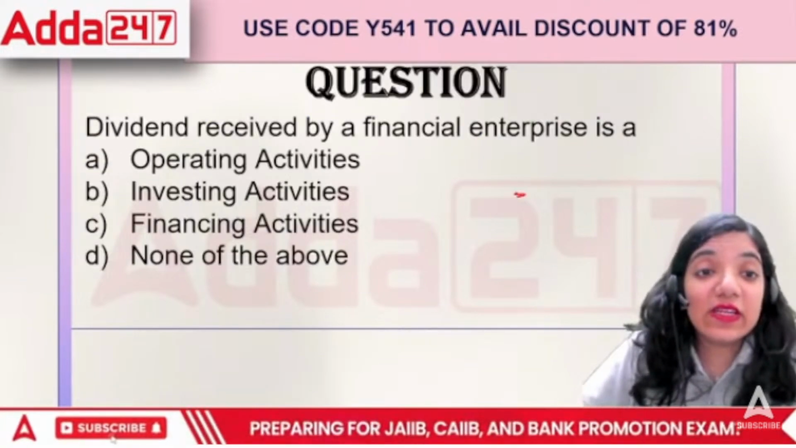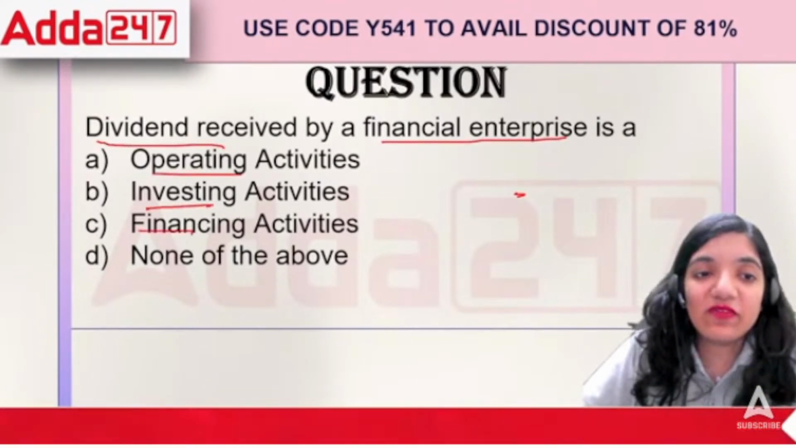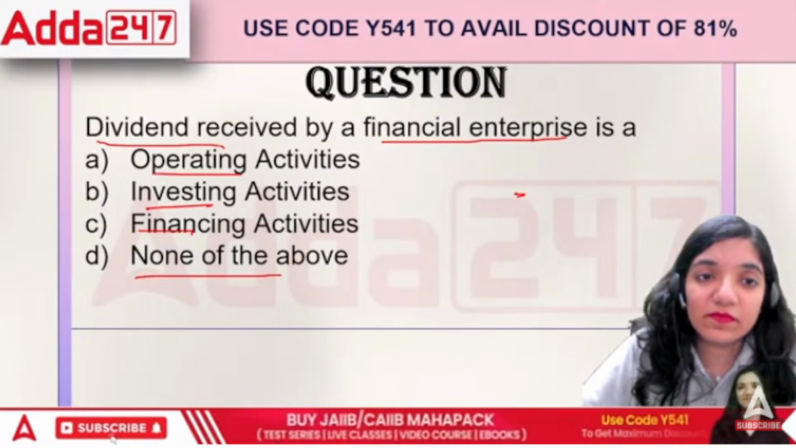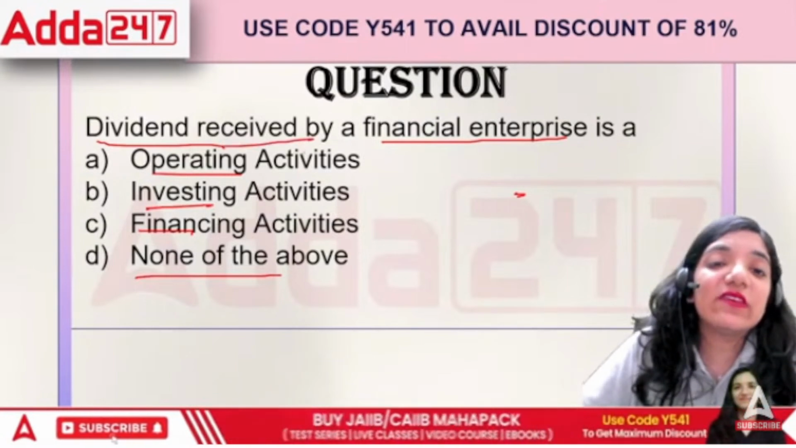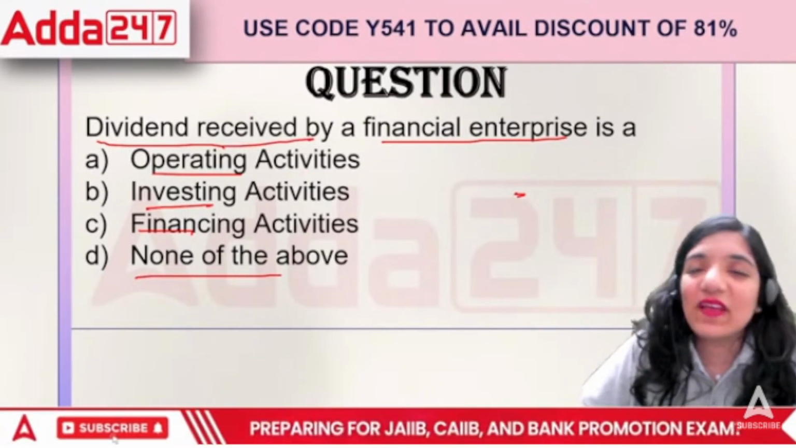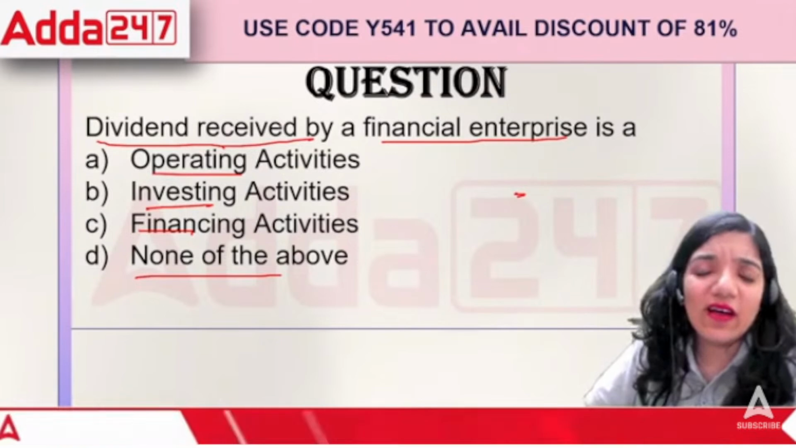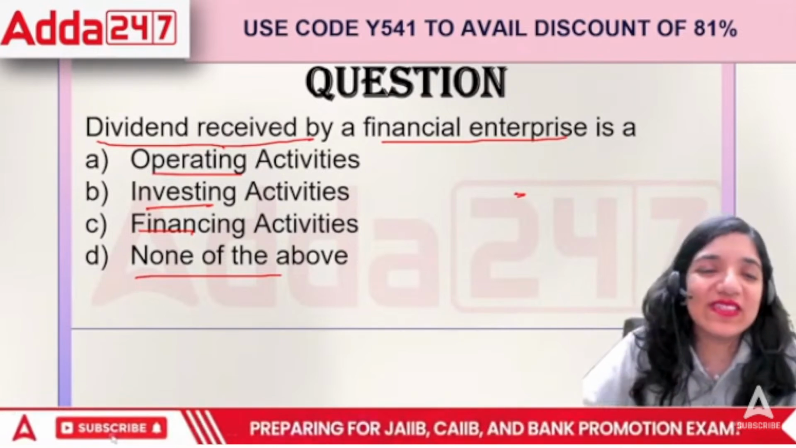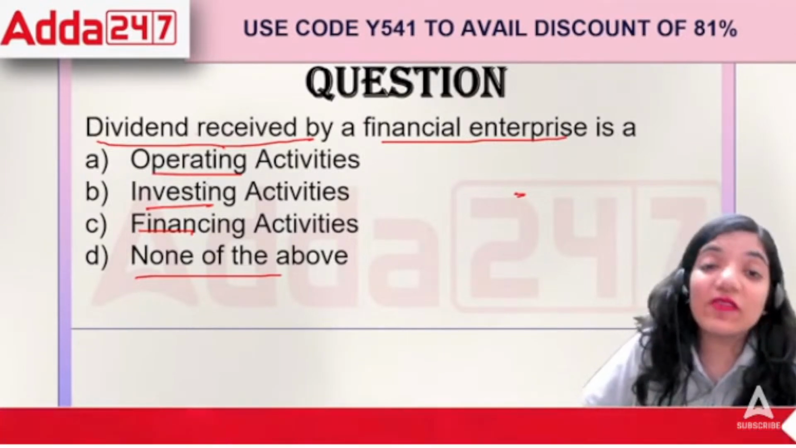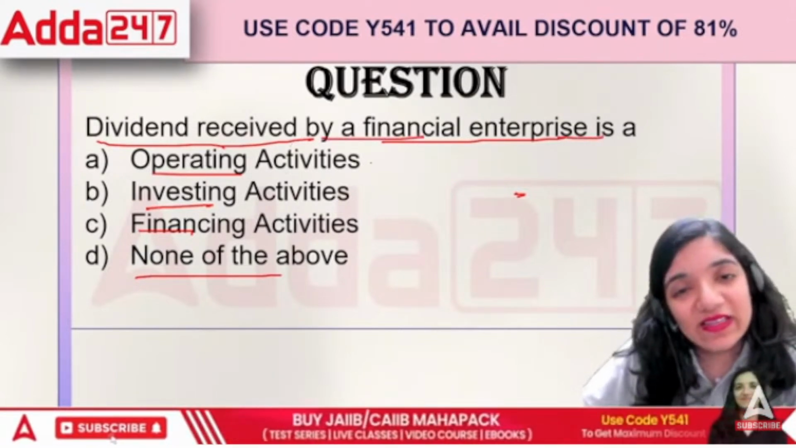Then comes the question: dividend received by a financial enterprise is operating, investing, financing, or none of the above. If the dividends are received by a financial enterprise, then a financial enterprise works upon the share market every single day. For them, buying shares and selling shares is just like we buy goods and sell them. For these organizations, it's not a very big thing. So when these things are happening on a daily basis, the dividend received by a financial enterprise is basically their operating activity.